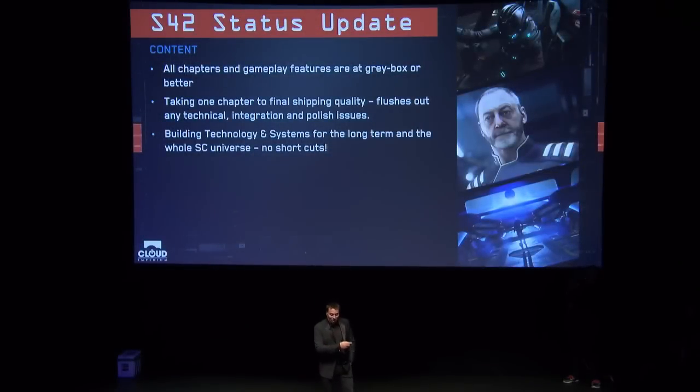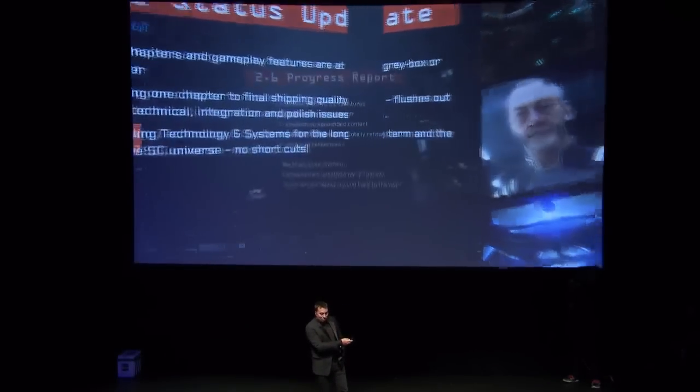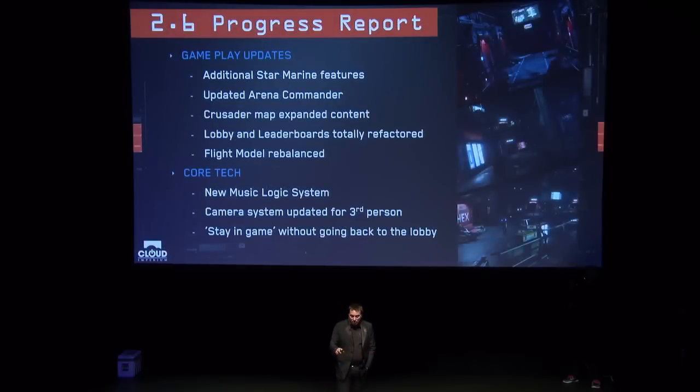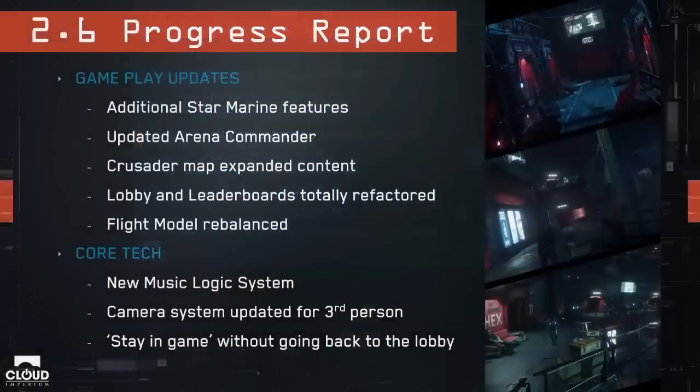Let me move on. Here we go. So 2.6 is the next thing we're doing, which has Star Marine, which is obviously a big thing, and Arena Commander updating. There are some of these things that we'll be talking about in future slides. We have new features for Star Marine. We're doing stuff for Arena Commander. We're adding more stuff to the Crusader map. We're refactoring the lobby and the leaderboards, which we talked about on a recent ATV episode. And we also talked about the flight model, which we're also doing.